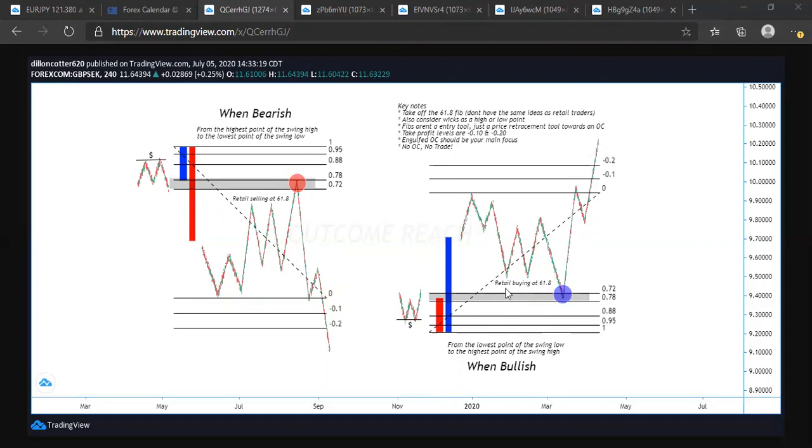If you are a person that buys and sells at the 61.8 level, if you are that person, maybe go back and back test this again and see how many times there's manipulation around this 61.8 area. Okay.